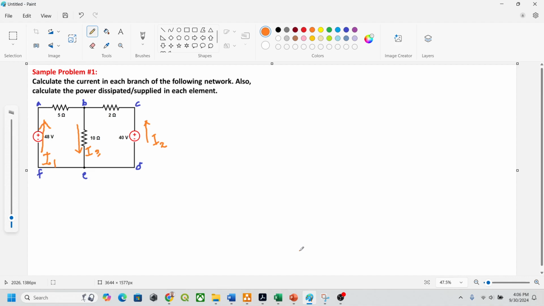Now, how to know the number of KCL? It's the number of nodes with three or more branches minus one. In this case, we have two, that's node B and node E. So therefore, we will have one KCL. Since there are three equations, we need to do two KVL. That's how we will make our equations. Okay, so let's do it.